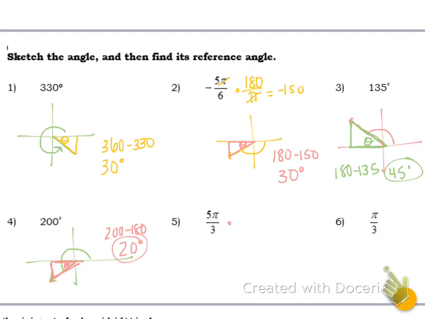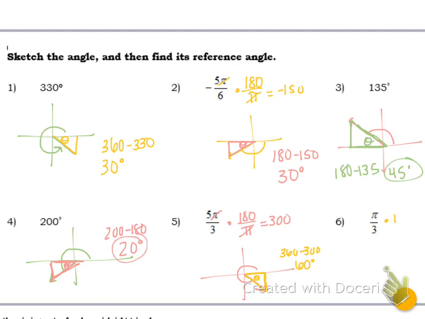Okay, my next one here, we have to multiply by 180 over pi. My pi's will cancel. So I got 300. It's going to be sitting in that quadrant, so we're going to make our reference triangle. All the way around is 360. I don't care about 300 of it. I want what's left of it. So 360 minus 300, my reference angle is going to be 60 in this one.